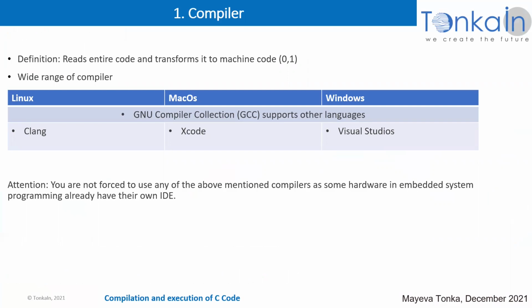There's a wide range of compilers that you can choose from, depending on the operating system you have installed on your computer. In this table, I've only listed the most popular compilers. At first, the GNU compiler was only made for C on Linux. After some time, GCC started supporting other programming languages. Therefore, it is called the GNU Compiler Collection, and we'll be using GNU as a compiler. On macOS, Xcode is really popular, and on Windows, Visual Studio. Note that embedded systems mostly come with their own compiler and IDE.